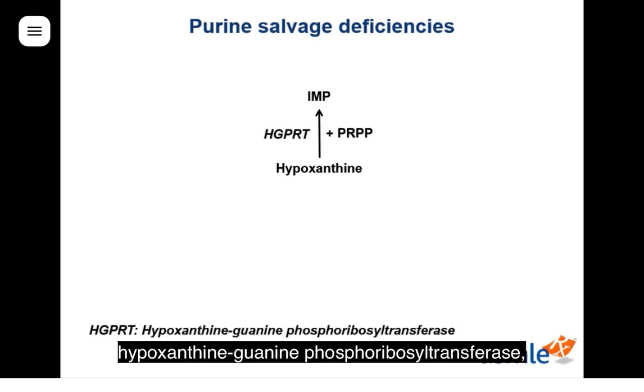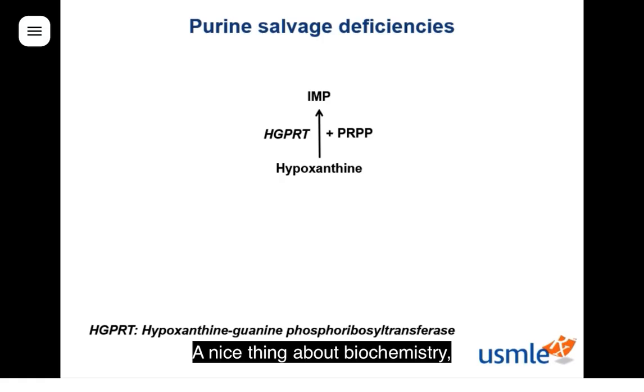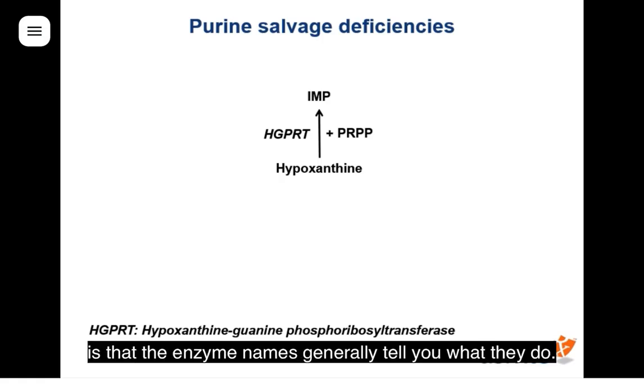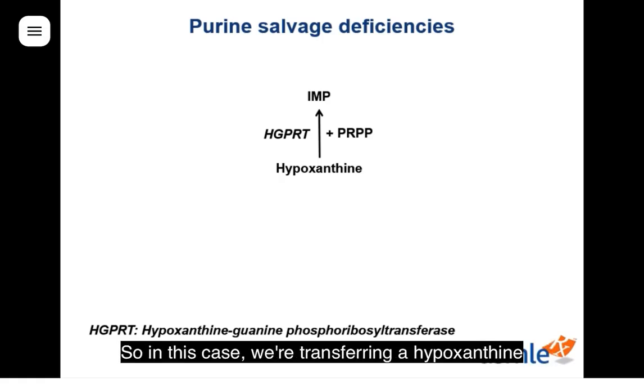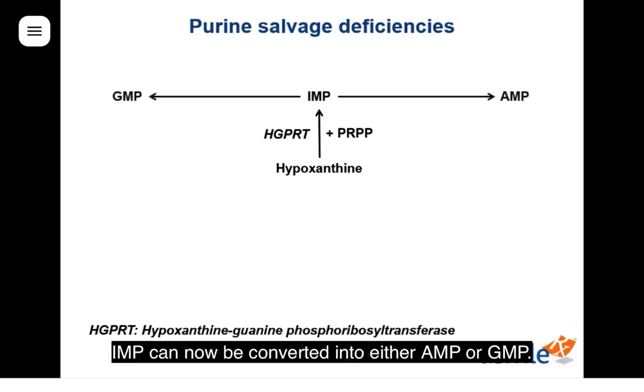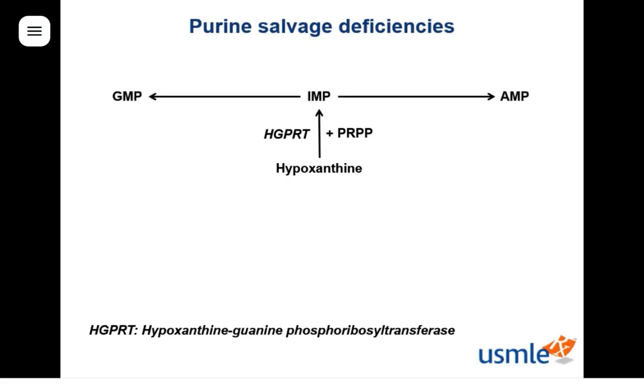HGPRT, which stands for hypoxanthine-guanine phosphoribosyl transferase, is an enzyme that catalyzes this reaction. A nice thing about biochemistry is that the enzyme names generally tell you what they do. So in this case, we're transferring a hypoxanthine onto a ribose that has a phosphate on it, which is PRPP. IMP can now be converted into either AMP or GMP.